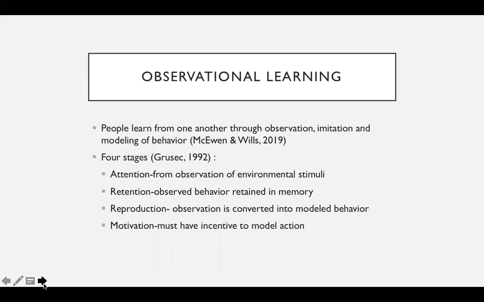Observational learning is the basis of social learning theory. This is the theory that people learn from one another through observation, imitation, and modeling of behavior. There are 4 stages to the observational learning process. First is attention, which is the observation of environmental stimuli. Next is retention, in which the observed behavior is retained in memory. Next is reproduction, where the observation is converted into modeled behavior. And lastly is motivation, in which Bandura believes the observer must have incentive to model the action.